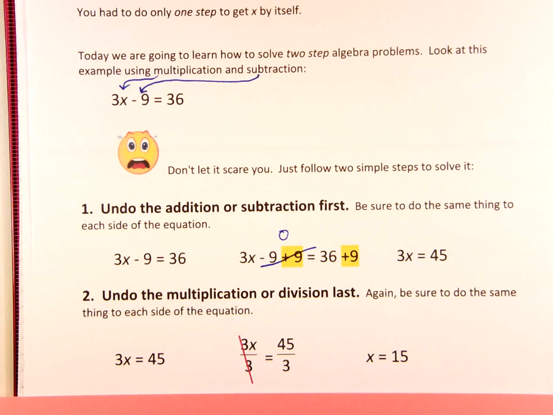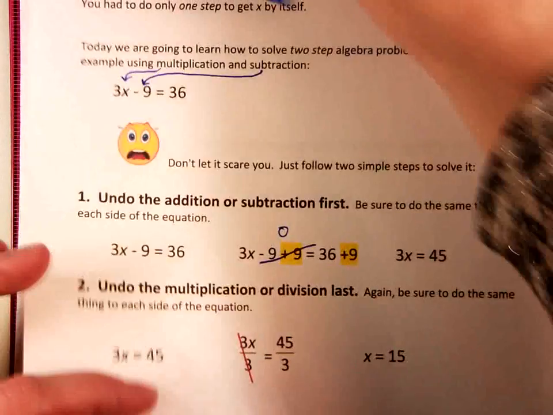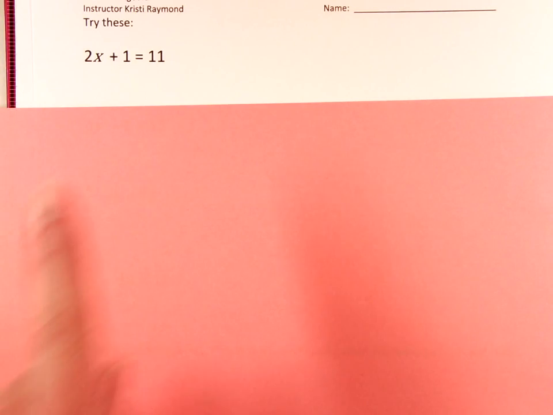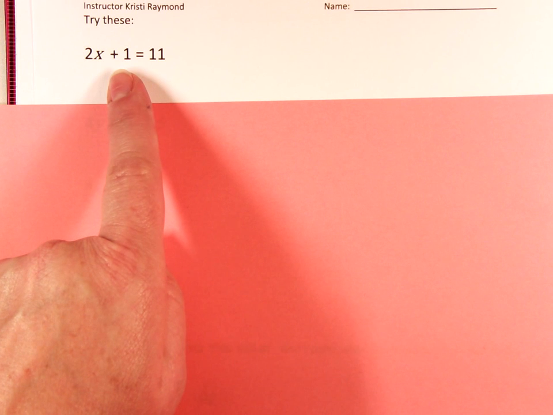All right, so we had two steps. First, we had to get rid of the loose number by doing the opposite. Then, we're continuing the same problem, we had to get rid of the multiplication by doing the opposite. That was 2 steps. Right, let's move on now. Let's try some of these practice problems here. Remember those 2 steps that we just talked about. Get rid of the loose number first, then work with the variable.